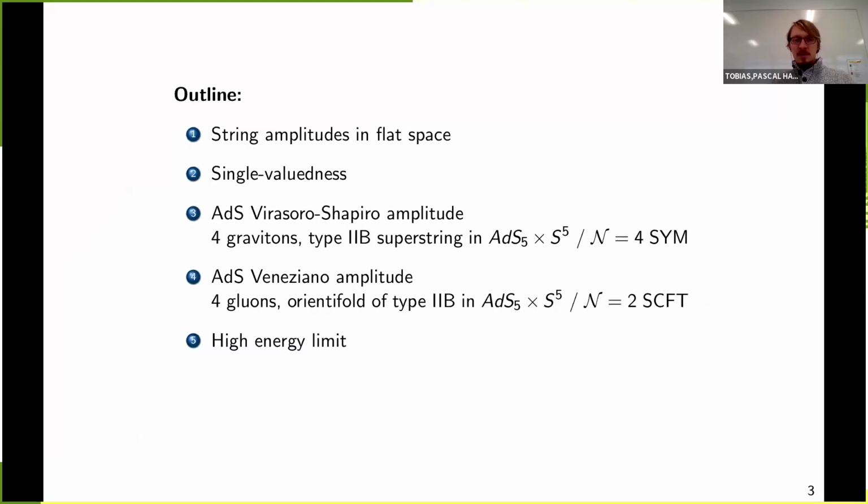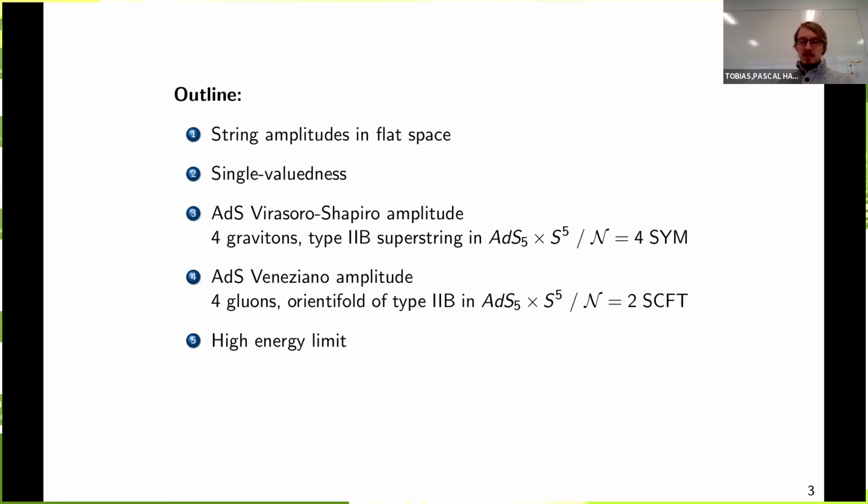The plan for the talk is as follows. I will start by talking a little bit about string amplitudes in flat space, a little bit of review. Then I will talk about single-valuedness, which will play a big role. Then I come to how we managed to fix the AdS Virasoro-Shapiro amplitude in a small curvature expansion. This is the amplitude for 4 gravitons in type IIB superstring in AdS5 × S5, which is dual to N=4 super Yang-Mills.